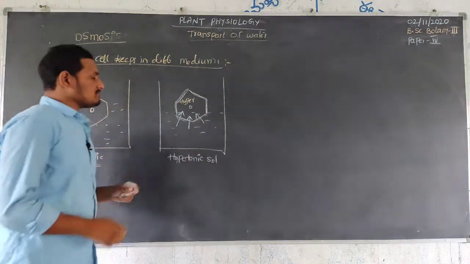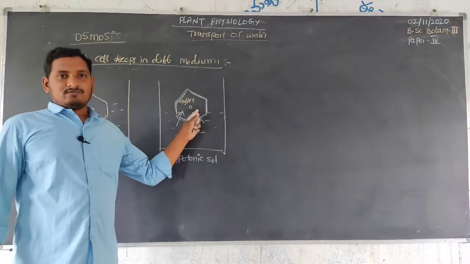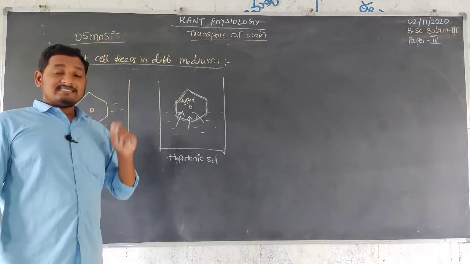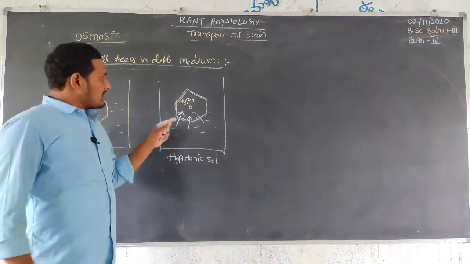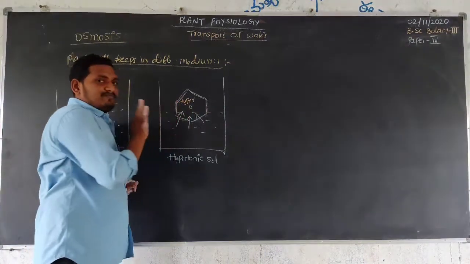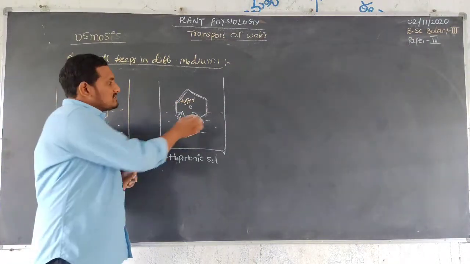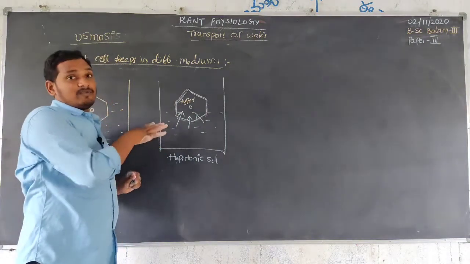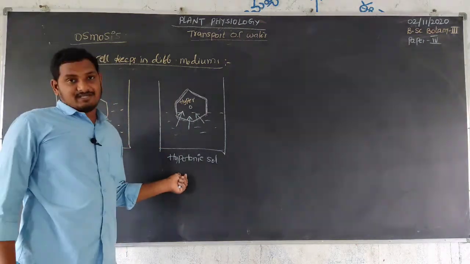Why? Because the cell does not break down like an animal cell. Why? Because it contains a rigid cell wall. The cell exerts pressure on the cell wall, and the cell wall also provides the same pressure back to the cell. That's why there is no significant change.